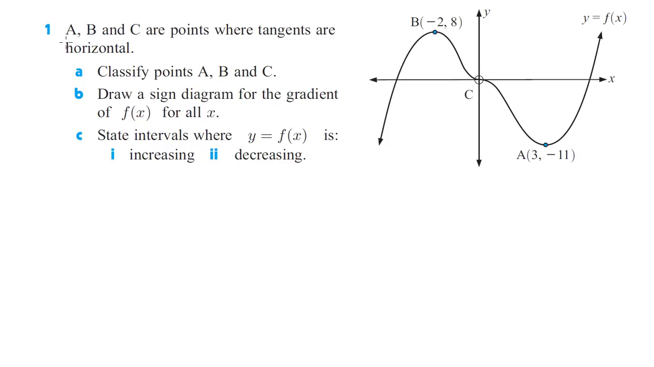Alright, first one, number one. A, B, and C are points where tangents are horizontal. So tangents are horizontal there, there, and there. Okay, classify the points A, B, and C.